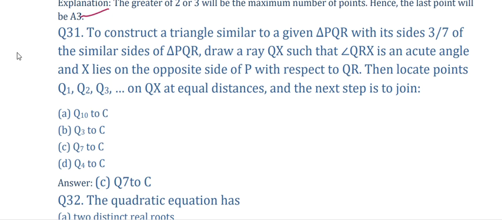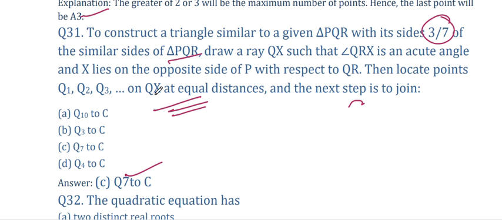To construct a triangle similar to a given triangle PQR with its sides 3 by 7 of similar sides of PQR. Such type of questions in this session are more, so we go through this question. It is important for your exam, so focus on it. Here Q7 is the last. Here the side is 3 by 7, that is 3 is to 7. So 7 is greater than 3, so we go with Q7, that is C.